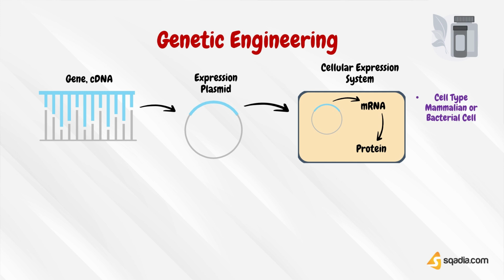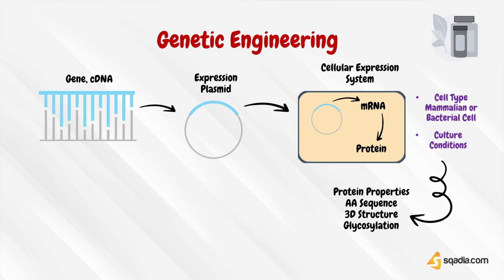The choice of cellular expression system and cell culture conditions plays a significant role in determining the quality of the final protein product. Mammalian cells, such as Chinese hamster ovary cells, have the ability to add carbohydrate residues to proteins through a process called glycosylation. This can affect the protein's stability, activity, and pharmacokinetics, as well as its immunogenicity. On the other hand, bacteria like E. coli are suitable for producing non-glycosylated proteins, which may be desired for certain medicinal purposes.